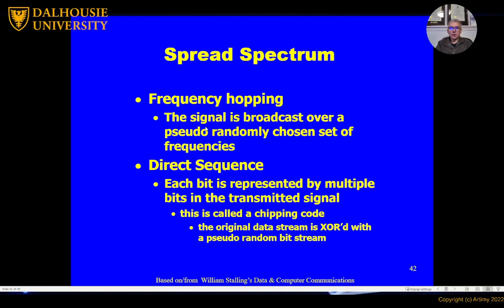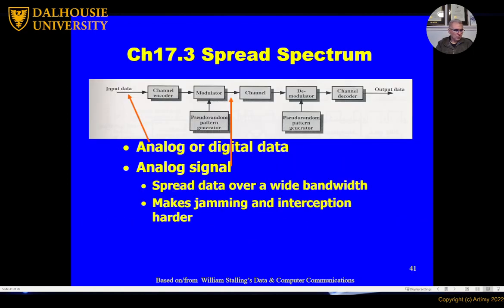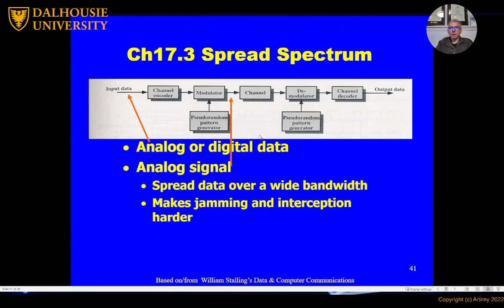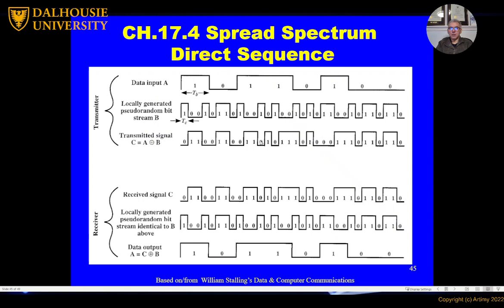I said earlier that they pick the channels randomly. They're actually picking the channels pseudo-randomly, which means that each pair follows a sequence that only the two of them know, but from other people's perspective, it looks like a random sequence, right? But it's not really random. We'll call it pseudo-random. The other technique is called direct sequence.